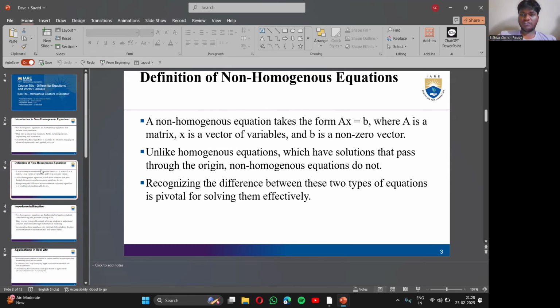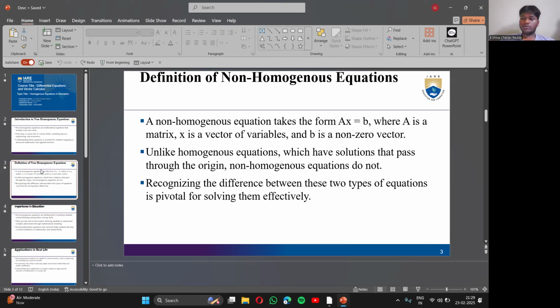And coming to the definition of non-homogeneous equations, a non-homogeneous equation is in the form of Ax equals B, where A is a matrix, X is a vector of variables, and B is a non-zero vector. Unlike homogeneous equations which have solutions that pass through the origin, non-homogeneous ones do not. Recognizing differences in different types of equations is pivotal for solving them directly.